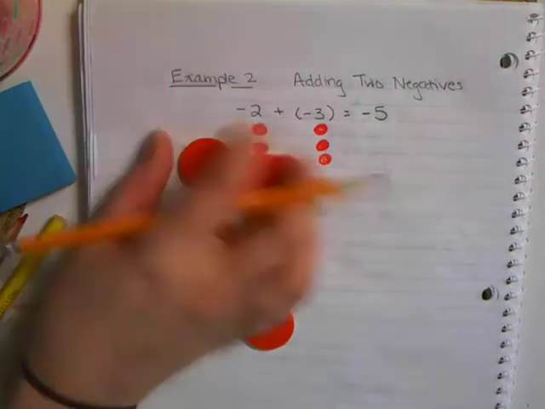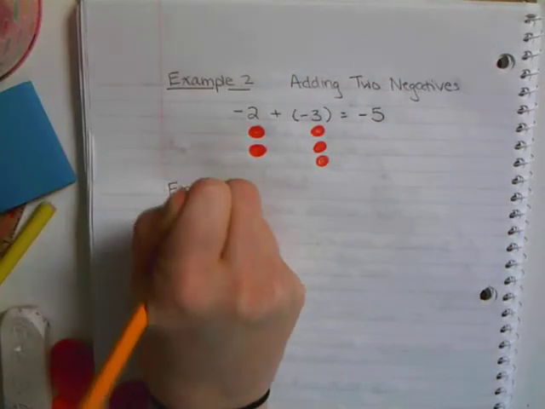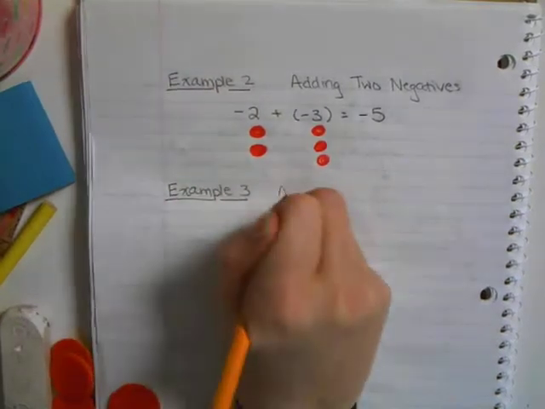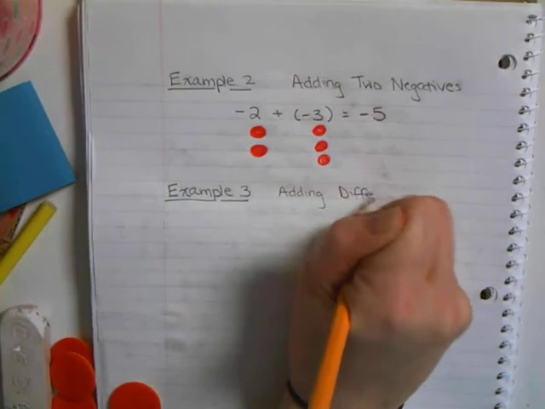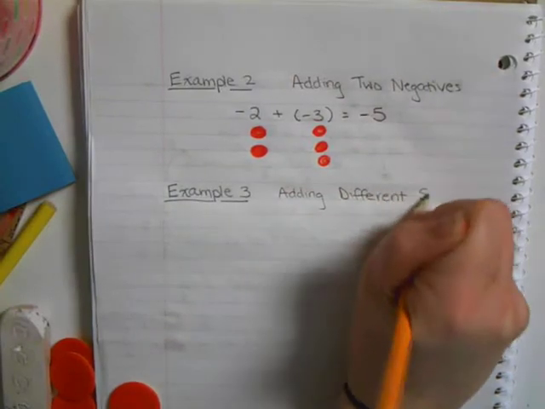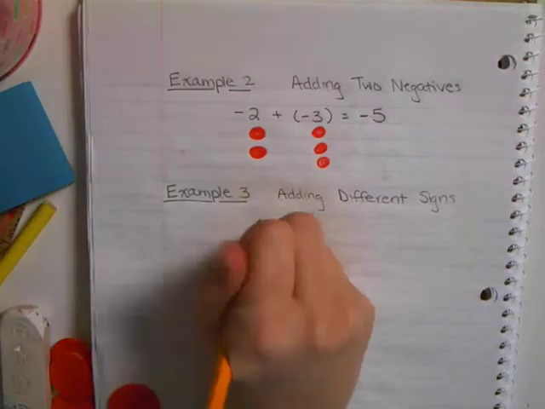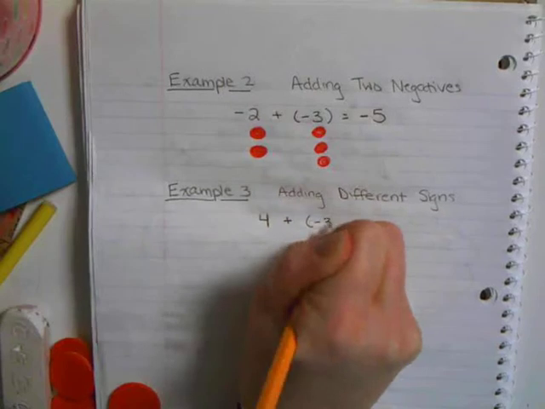Okay. Example 3. Adding different signs. So that means I'm going to have one number that's positive and another one that's negative. So I have +4 plus -3.